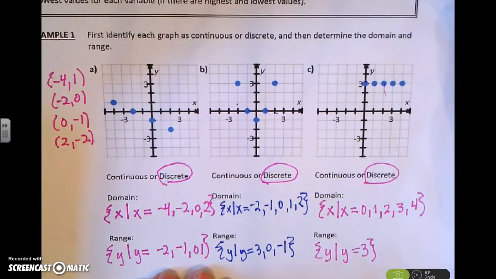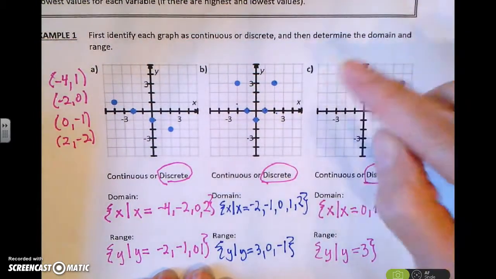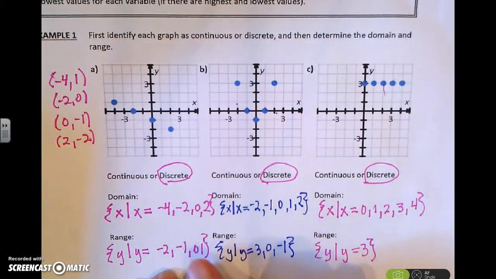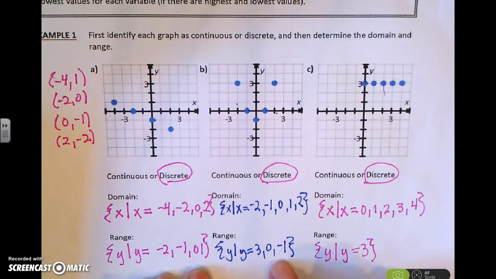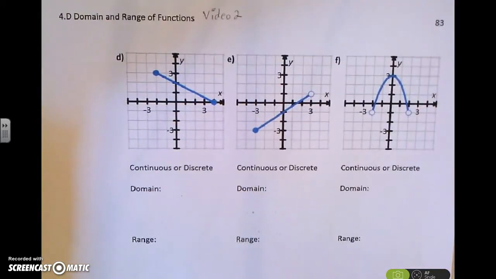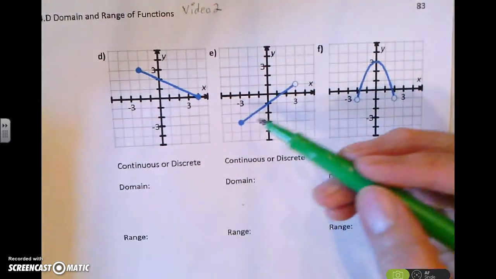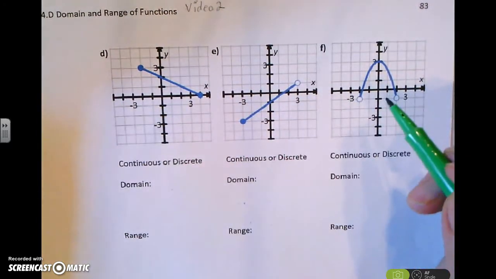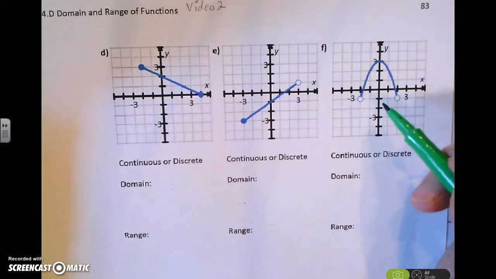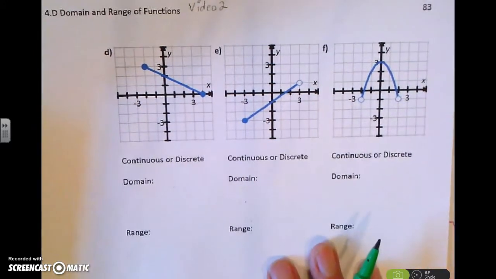Now this is just a reminder, in that last video, these graphs were discrete points, isolated points, and when we write their domain and their range, they're a list of specific single x's and single y's. So in this section, D, E, and F, you can see this time our graphs are continuous because they're in solid lines. And if we have continuous graphs, when we write their domain, we're going to have to write them with an inequality because we want to show that all of the numbers in between the left and the right are included in the domain.